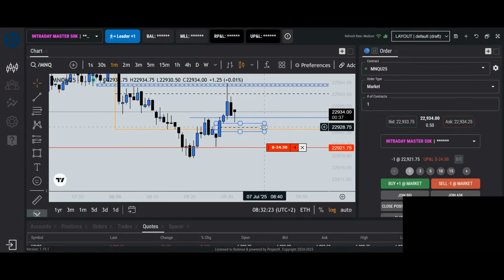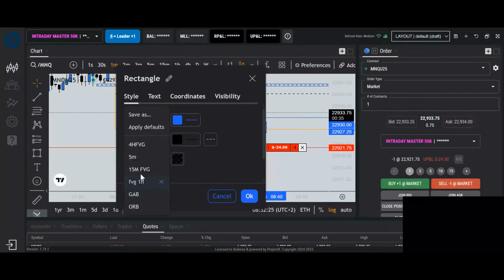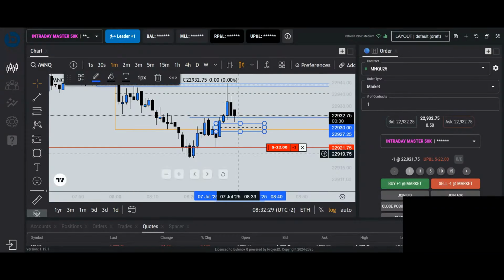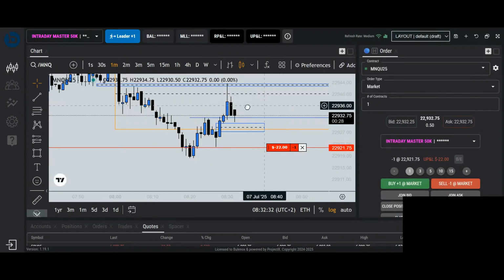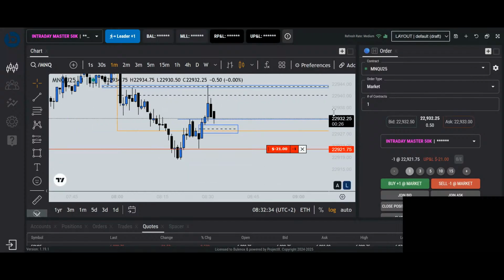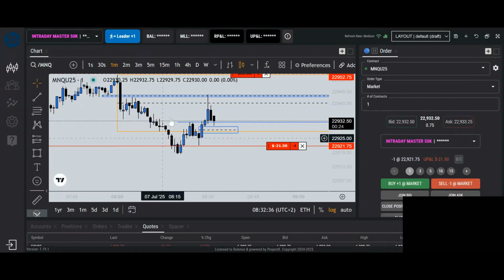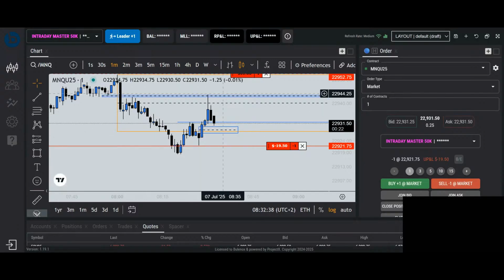Now I'm watching how we react on this 1 minute fair value gap here. If we breach through this and we flush all the way under it, that is actually what I want to see. As long as I don't see a bullish structure now after a sweep of some form of liquidity.